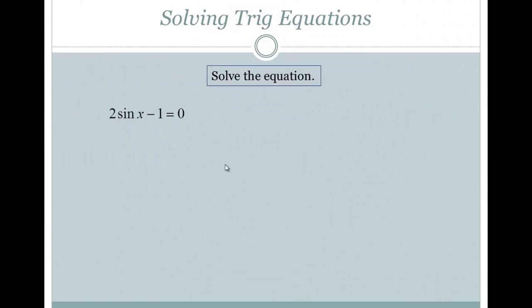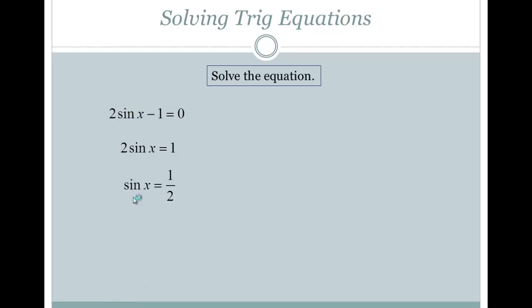We'll start with a pretty straightforward example: 2 sine of x is equal to 1. Even though the solution isn't overly difficult, it's going to highlight a few things for us. Again, we want to try to isolate the trigonometric function by itself when possible. And so I'm going to bring the 1 to the other side, and then obviously I'm going to divide by 2.